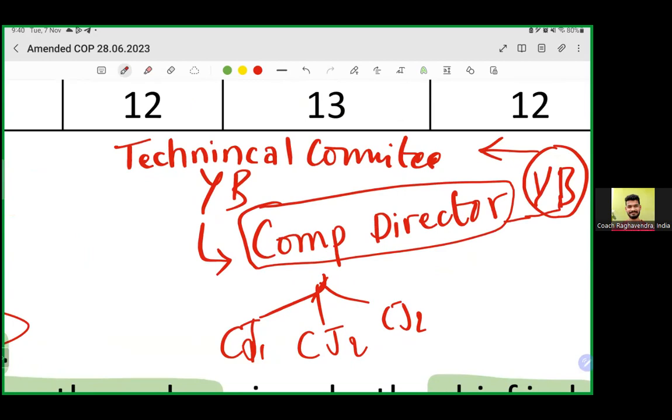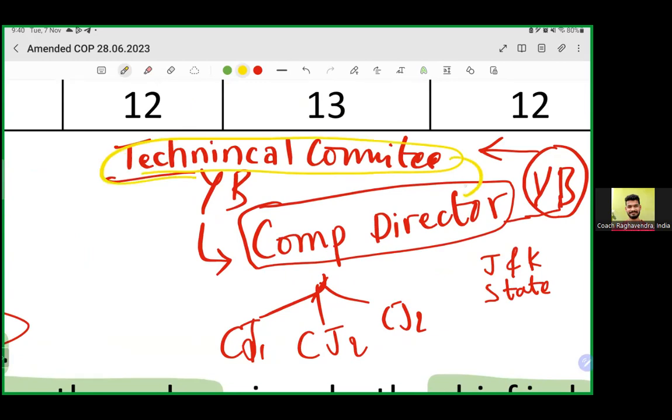Let's say for an example, there is a particular state, let's say Jammu and Kashmir, state level competitions are there. This particular technical committee from the Yogasana Bharat appoints this particular competition director for that particular event. I mean that particular competition. Once that particular competition is completed, then that particular person who was nominated as a competition director no longer has those rights as a competition director for other competitions.